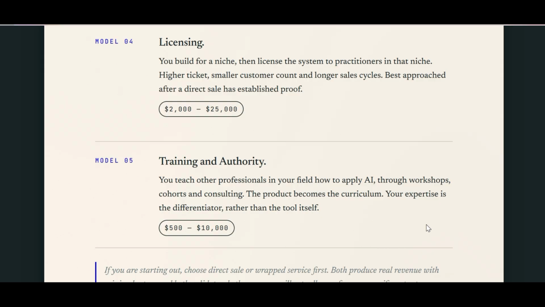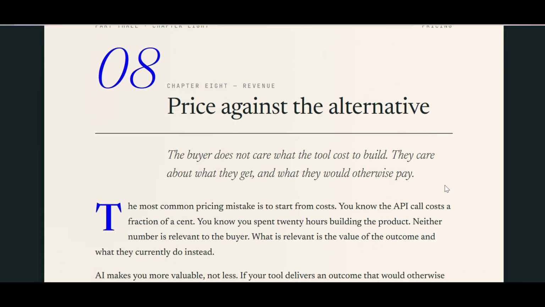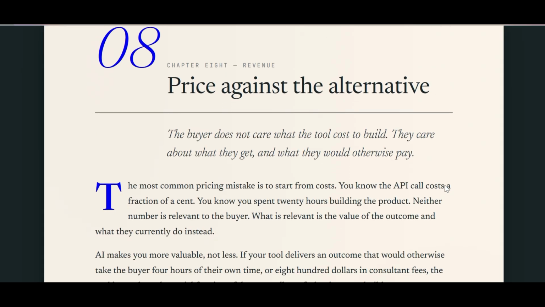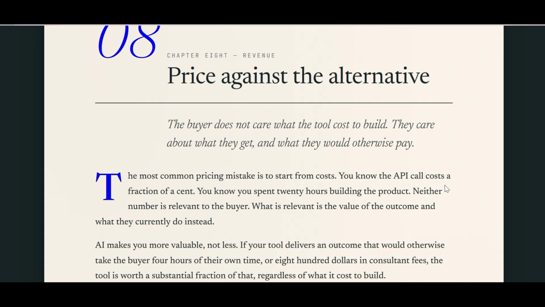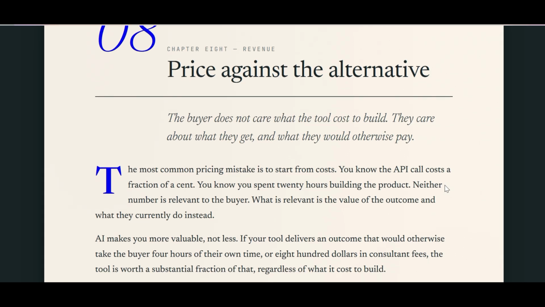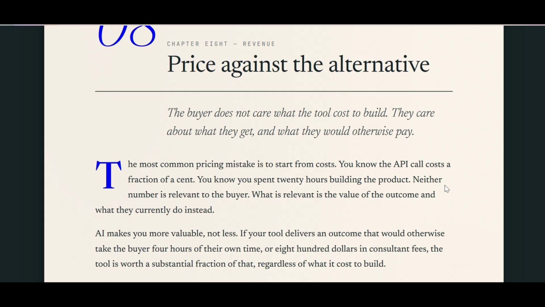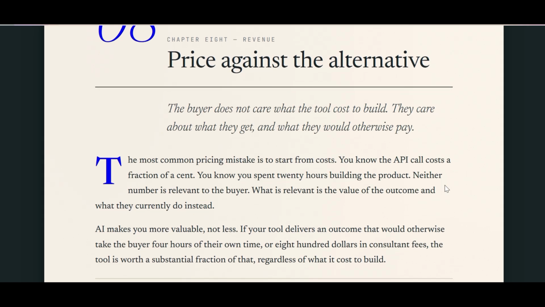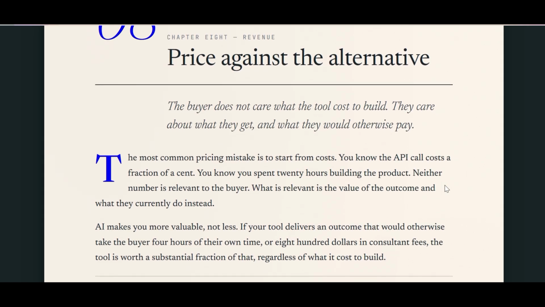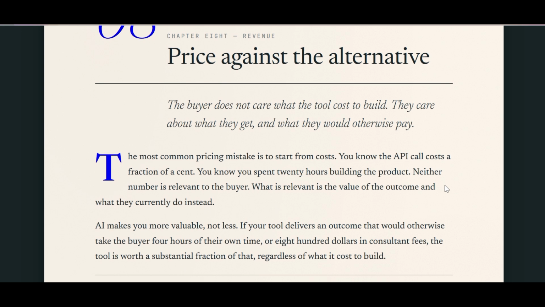Section 3, pricing against the alternative. The most persistent pricing mistake I see is starting from costs. The API call costs a fraction of a cent. That number tells you nothing meaningful about what to charge because your buyer is not paying for the API call, they are paying for the outcome. And the question they are asking, consciously or not, is whether that outcome is worth more than what they are currently doing to reach it.